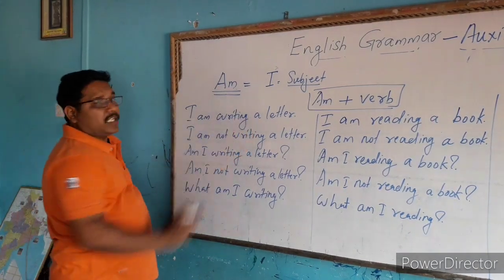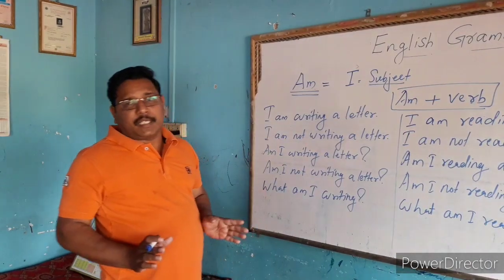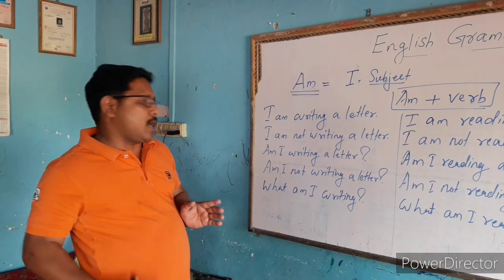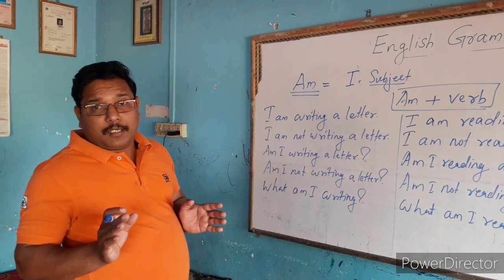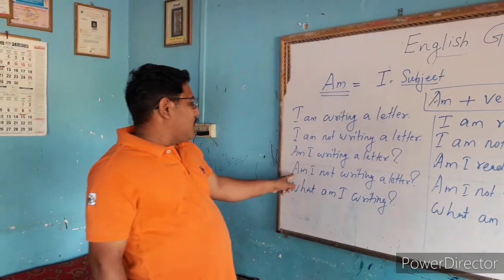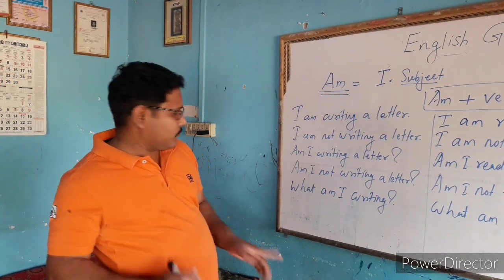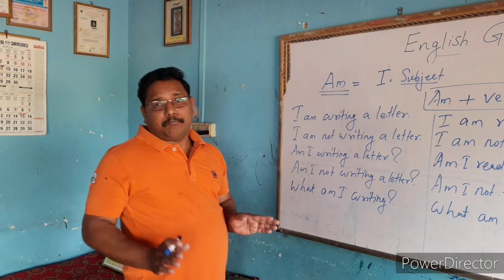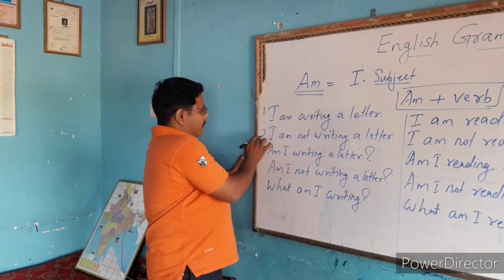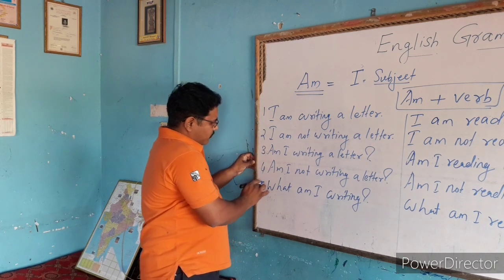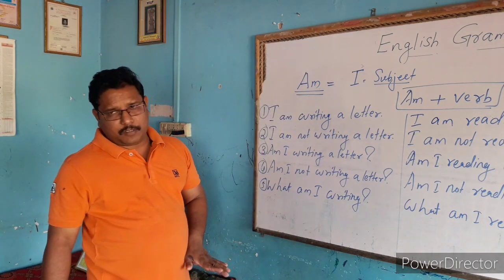See, I am writing a letter. I am not writing a letter. Am I writing a letter? Am I not writing a letter? What am I writing? In these ways, this is sentence number 1, number 2, number 3, number 4, number 5. We can make this sentence in 5 ways.